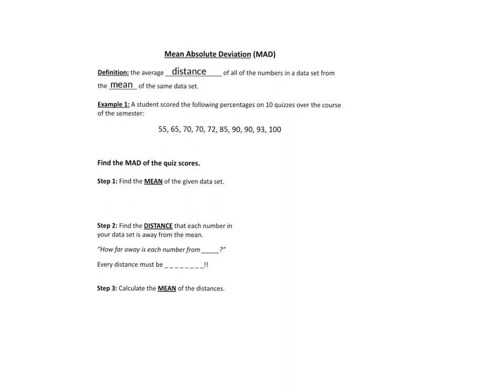So to find this, we're going to have to find the mean, and then to find the distance, we're going to subtract, and then to find the average of that distance, we're going to find the mean again. So let's get started with this example.